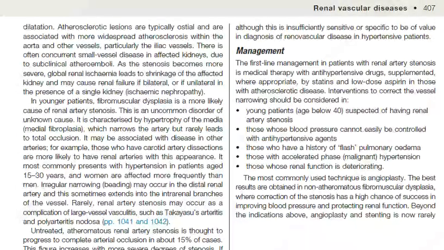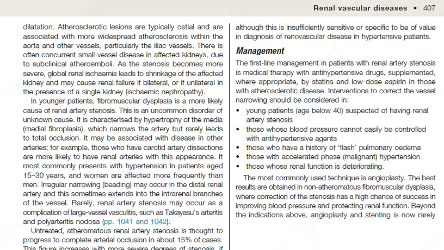The most commonly used technique is angioplasty. The best results are obtained in non-atheromatous fibromuscular dysplasia, where correction of the stenosis has a high chance of success in improving blood pressure and protecting renal function.